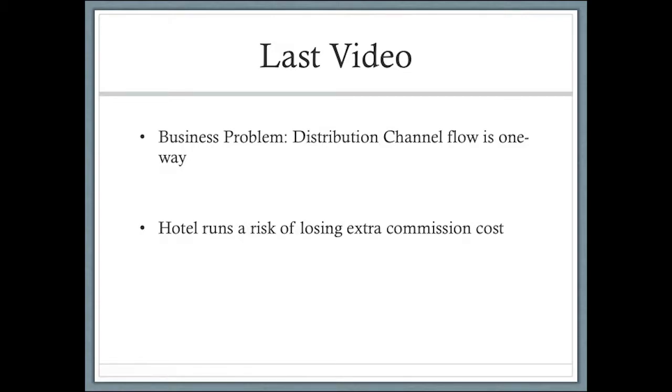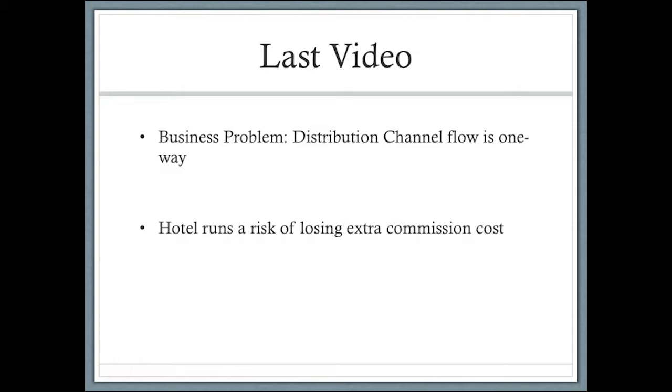So from the last video, you learned that there is this inefficiency, this problem with the flow of Ramada's distribution channels. What we're missing is a two-way communication flow between the hotel and online travel agencies like Booking.com, Expedia, and any reservations that happen from the hotel side, they don't get communicated back to them. So as a result, because of this inefficiency, because they don't get automatically synced, Ramada runs a risk of losing a lot of money in commission expenses.